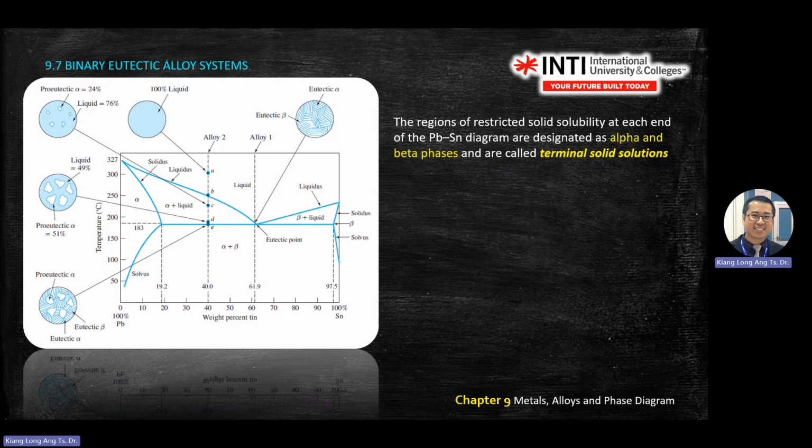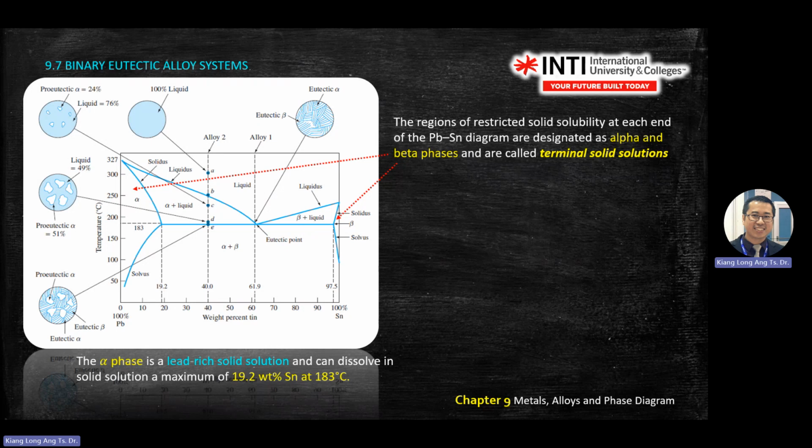Another point is that sometimes this is called a terminal solid solution. This alpha and beta are called terminal, so you have two terminals, alpha terminal and beta terminal. The alpha phase is the lead-rich solid solution. Are you able to see this statement? The alpha phase is lead-rich. Lead means Pb-rich.